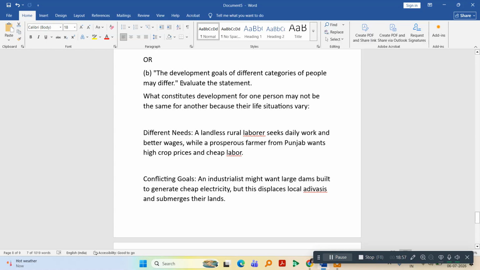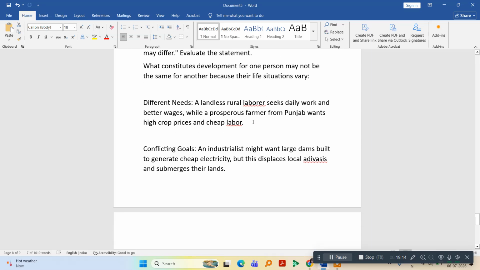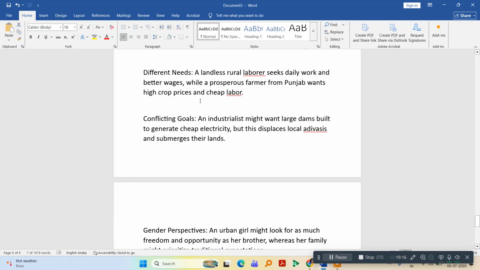The development goals of different categories of people may differ. Evaluate the statement. What constitutes development for one person may not be the same for another. Whatever contributes to development for one individual may not be similar to the other because of life situations and different needs. A landless rural laborer seeks daily work and better wages, while a prosperous farmer from Punjab wants high crop prices and cheap labor. There is a huge difference between them.